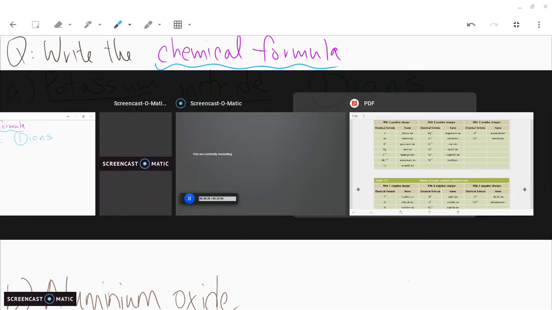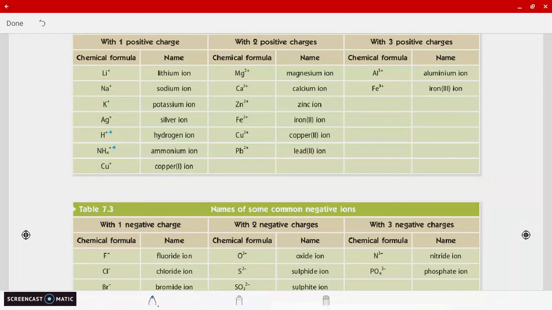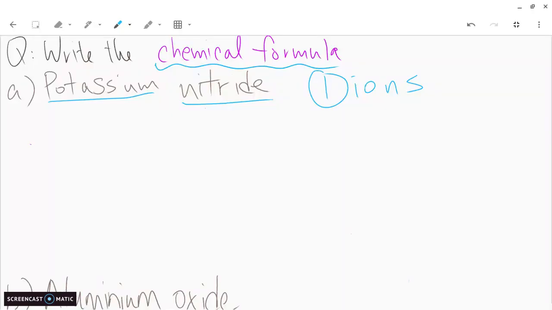And as you would recall, I've shown you this table before. For potassium ion, it is K+. The chemical formula for potassium ion is K+, whereas nitride ion, bottom right over here, it is N3-. So K+ and N3-. Let's go back. So potassium ion is K+, whereas nitride ion is N3-. So let me rub it out. Sorry.